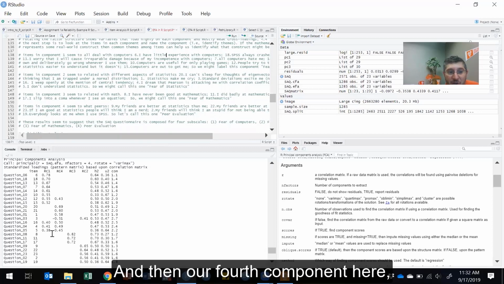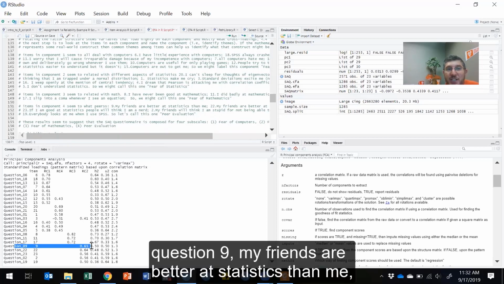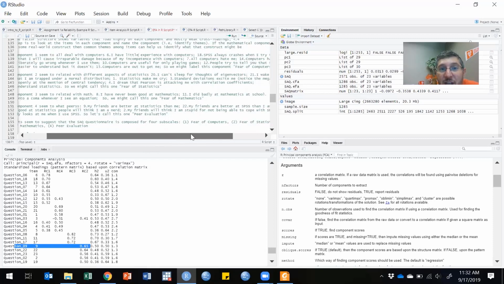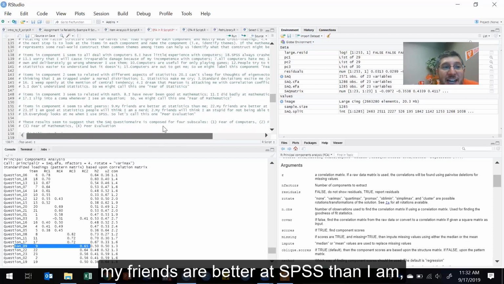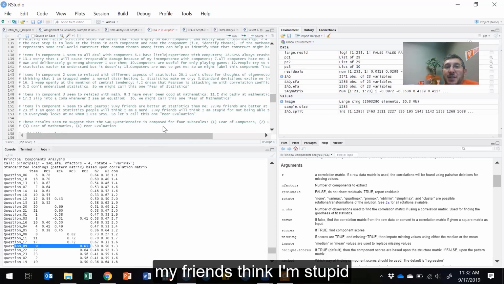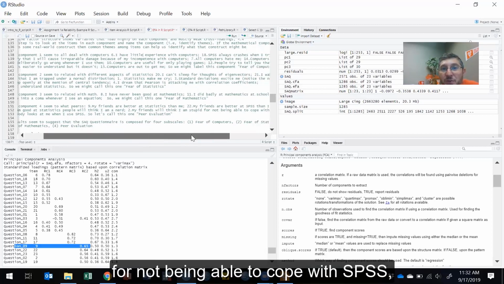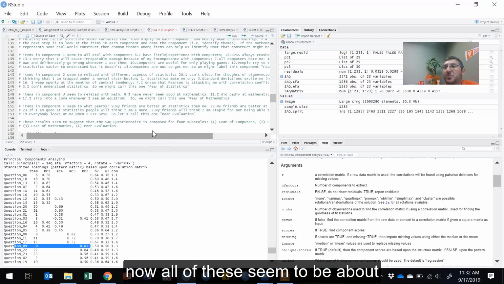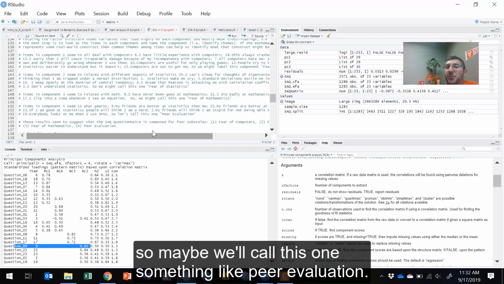And then our fourth component here, question 9, my friends are better at statistics than me. My friends are better at SPSS than I am. If I'm good at statistics, people will think I'm a nerd. My friends think I'm stupid for not being able to cope with SPSS. Everybody looks at me when I use SPSS. All of these seem to be about what your peers might think of you. So maybe we'll call this one something like peer evaluation.